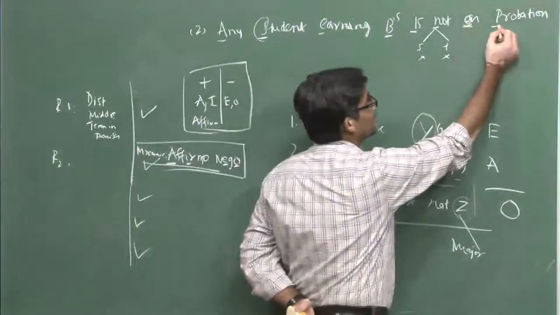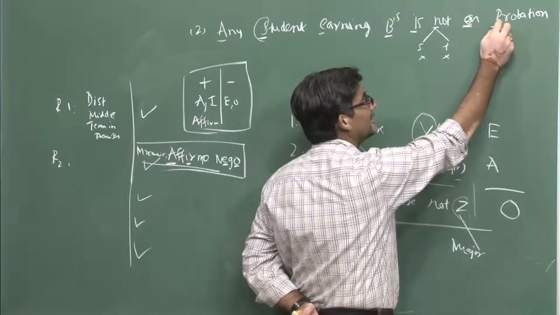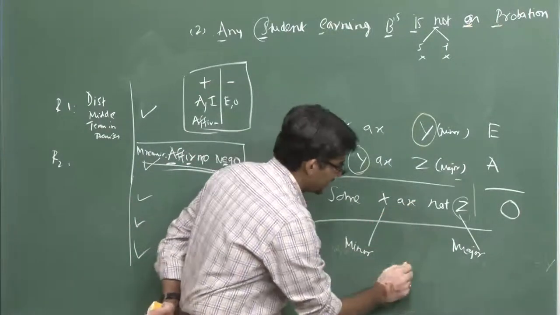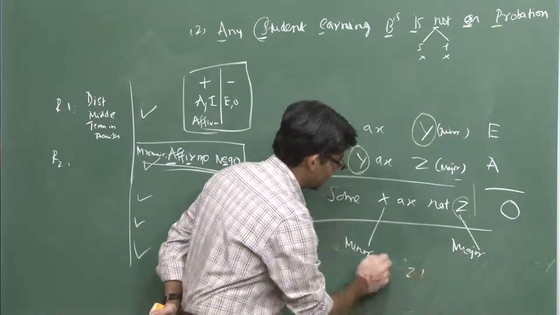O proposition, which distributes only the term which occurs in the predicate position, so that means it distributes only z here.